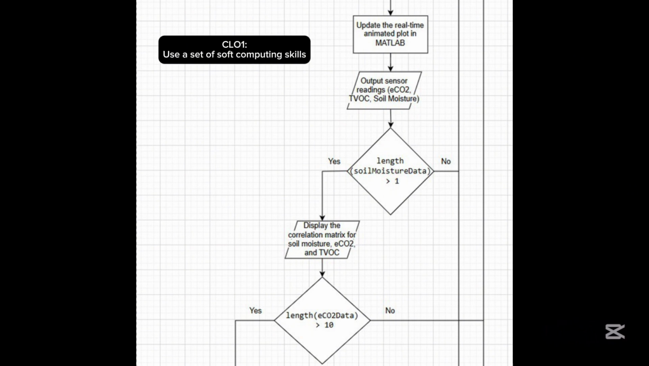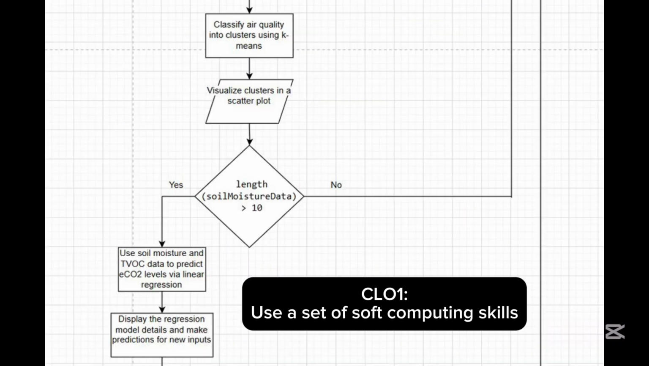Then, if yes, we check if we have more than 10 recordings of ECO2 data. Then we classify air quality into clusters using k-means and visualize the clusters in a scatter plot. Then we check if we have more than 10 recordings of soil moisture data. Then we use soil moisture and TVOC data to predict ECO2 levels via linear regression, display the regression model details and make predictions for new inputs. If no, then we go back to start.